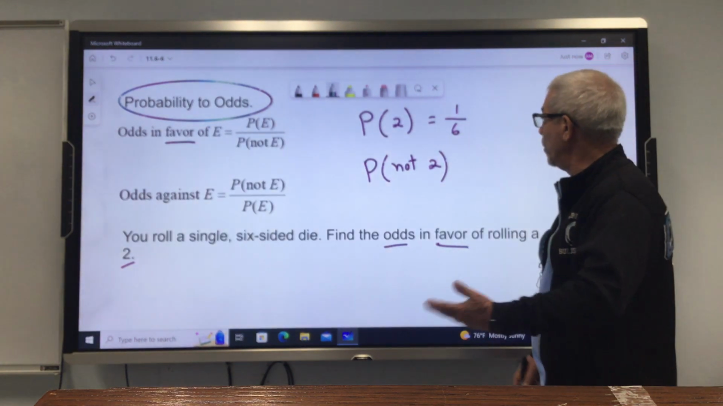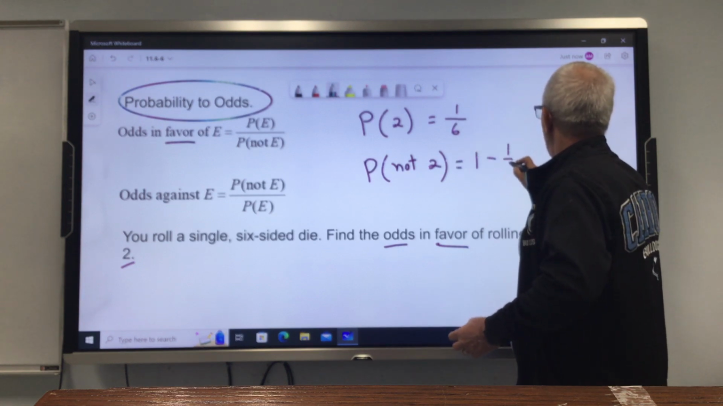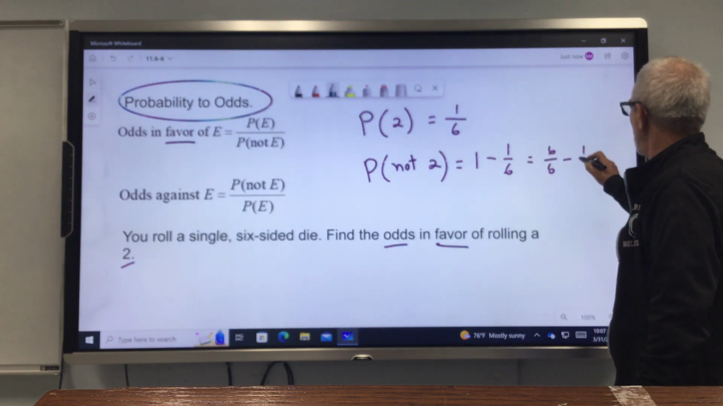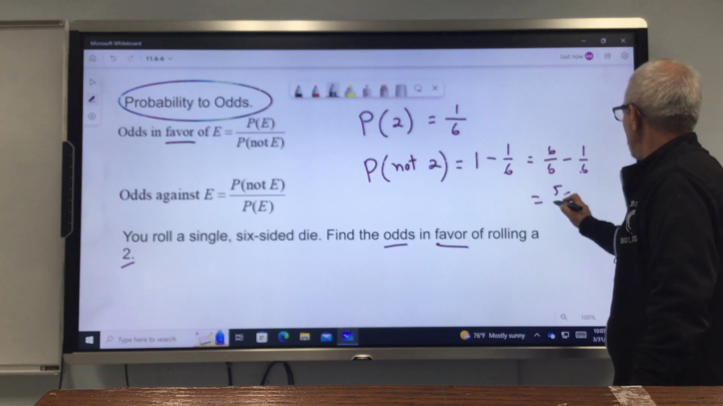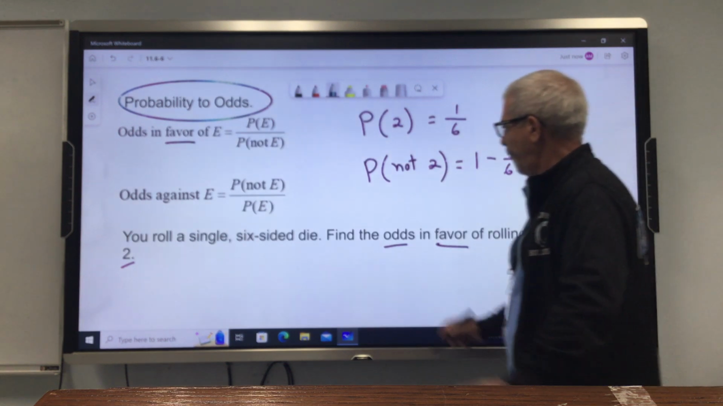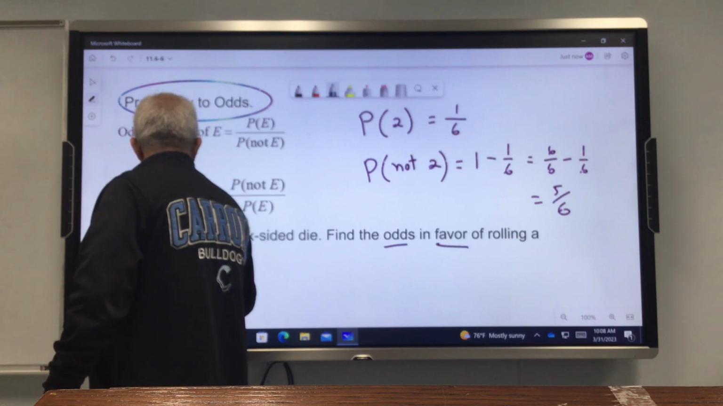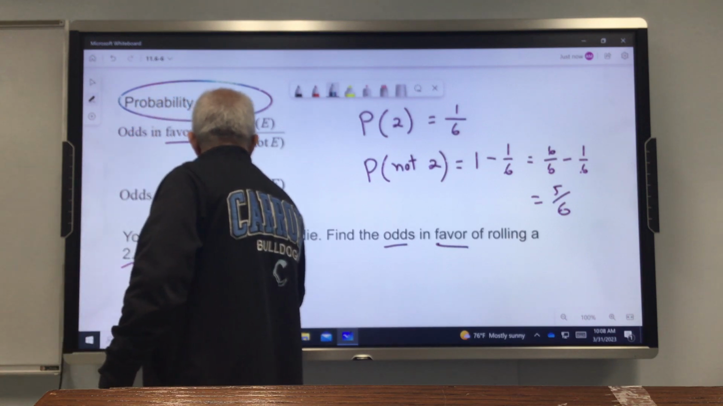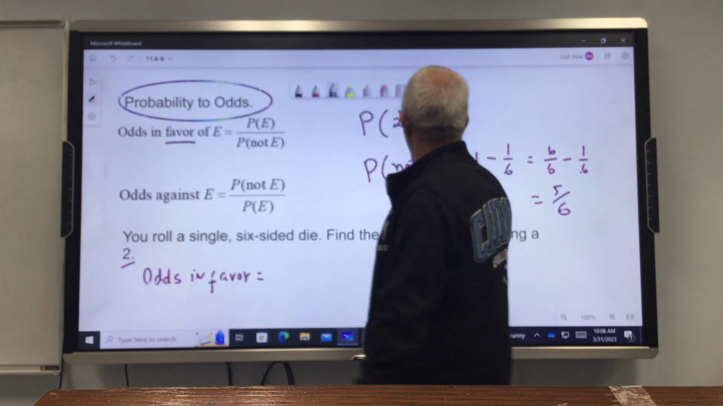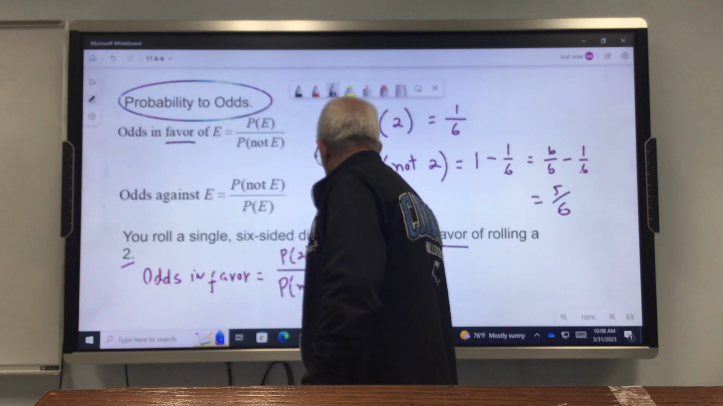Then what is the probability of not 2? It would be 1 minus 1/6. Then that would be 6/6 minus 1/6. That is 5/6. Then the probability of not 2 is 5/6. Then in favor now. In favor will be equal to P(E) over P(not E). That means P(2) over P(not 2).